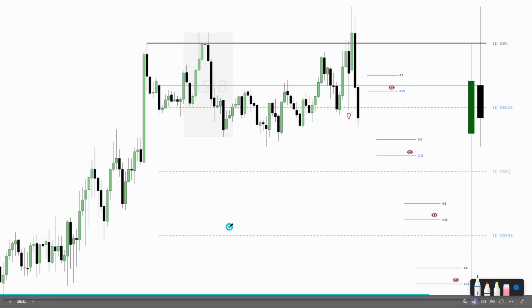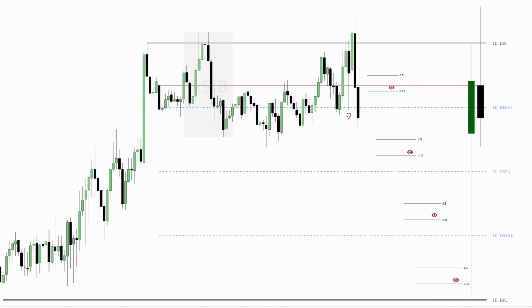Other example here, for example, Asia, this is 15 minutes. Yeah, 15 minutes. Daily dealing range or power of three. Price has taken the Asia highs and dealing range high. Okay. And the close below 25 here with candle bodies.